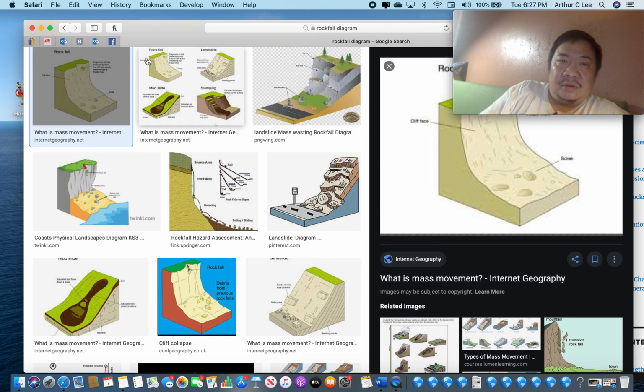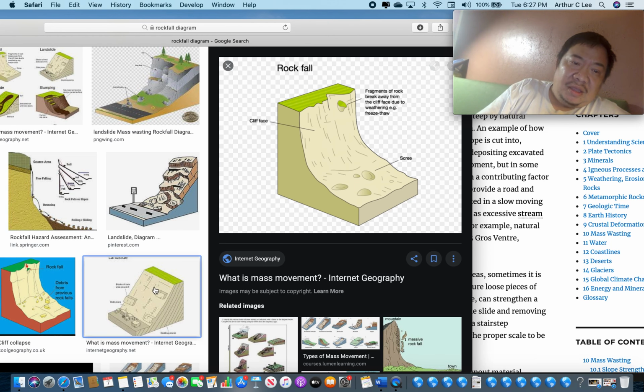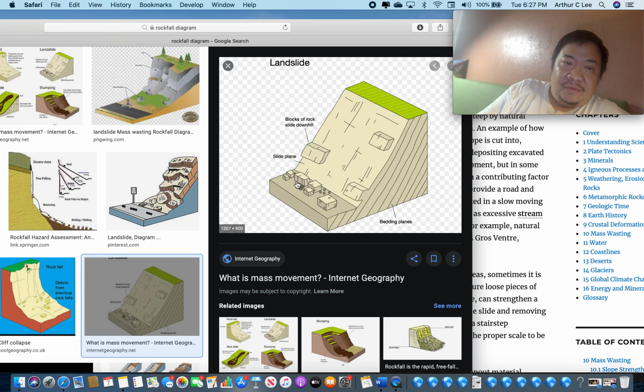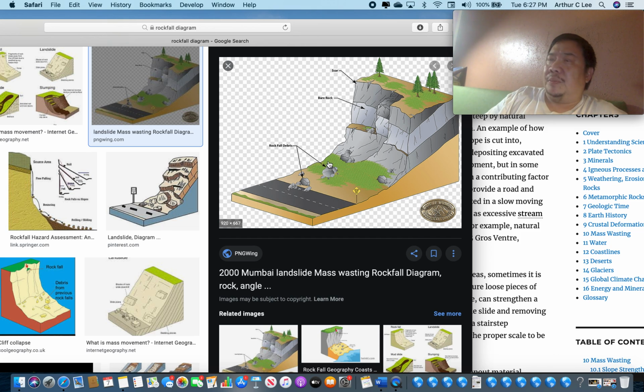Rock falls are occurring in very steep terrain where rocks just fall straight down. And the material that falls straight down onto the bottom here can fall onto roads. And that brings us to the topic of road building.